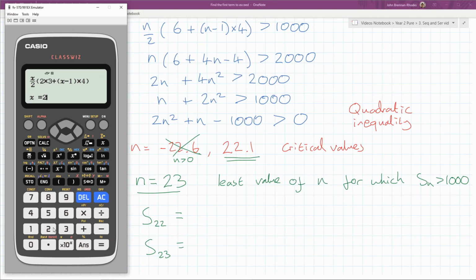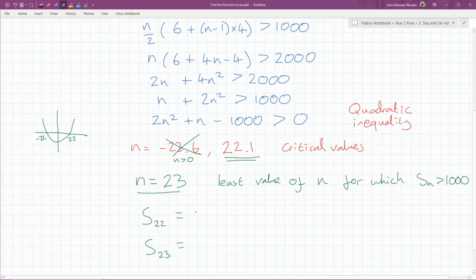For x is 22, what do we get? 990. And I press calc for x is 23, and what do I get? 1081. So this was 990, and this is 1081, and we can indeed see that n is 23 is the smallest term for which this exceeds 1000.